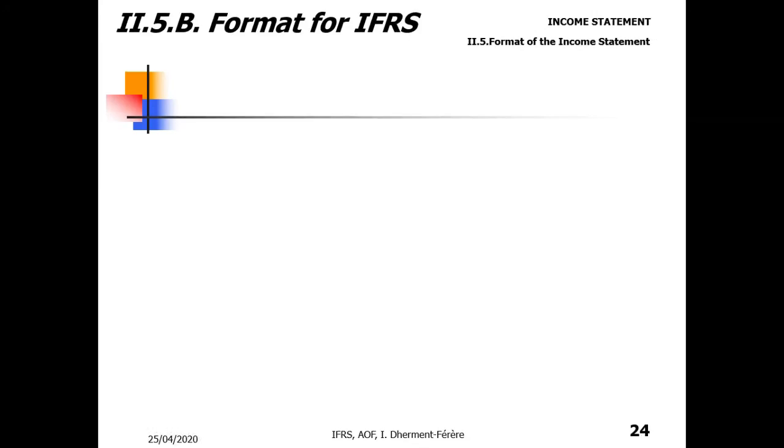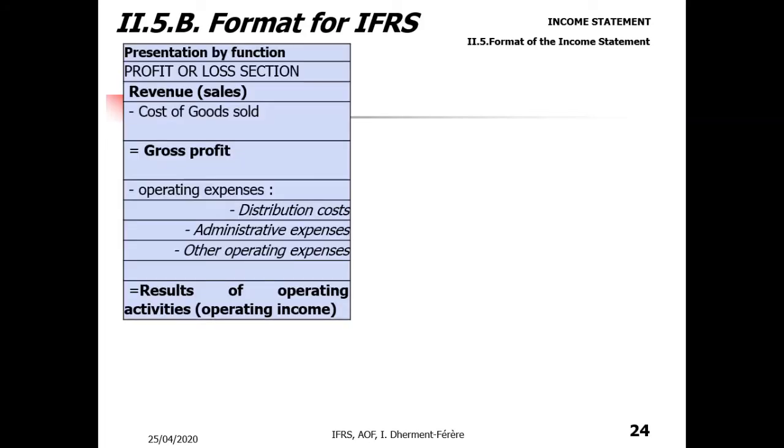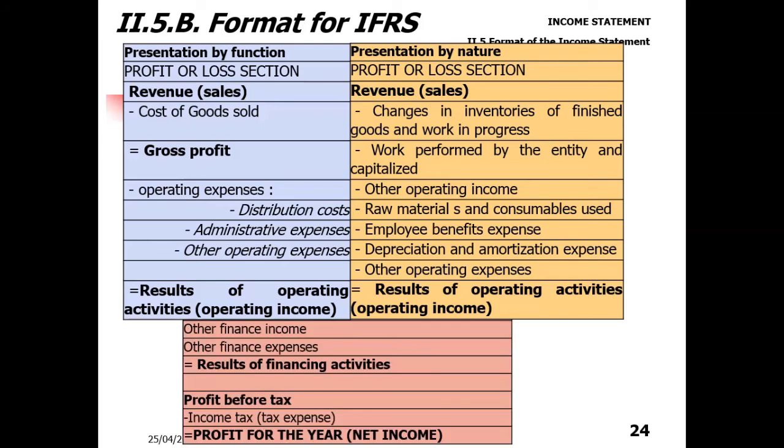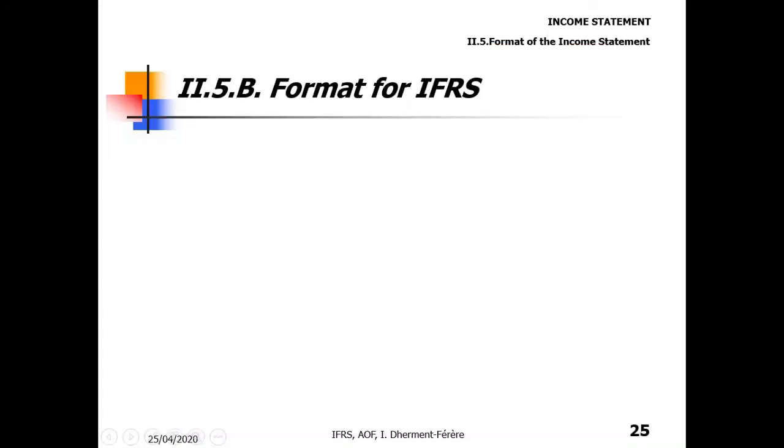In conclusion, we can say that you have the operating income presented by function or by nature, and the second part down to the net income. You can see the example in the next video.